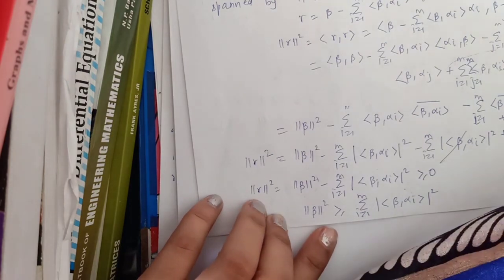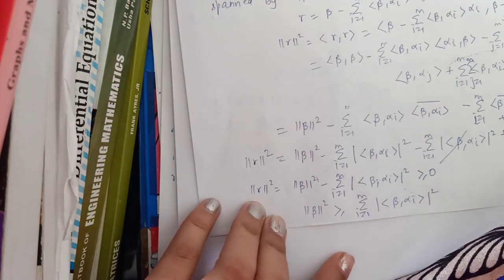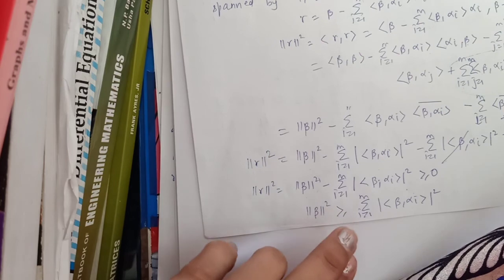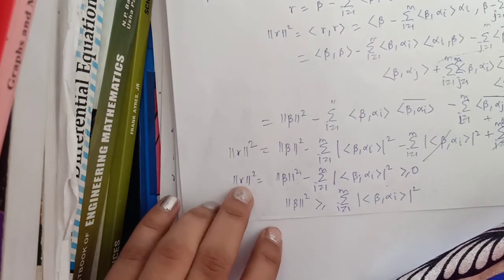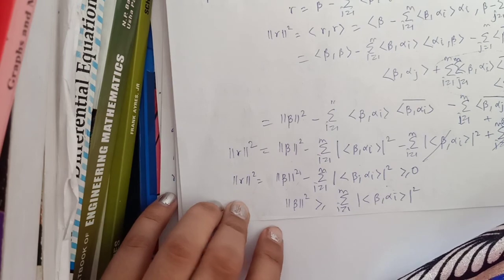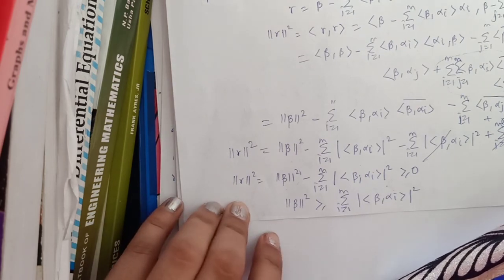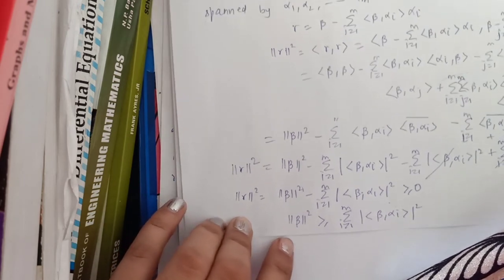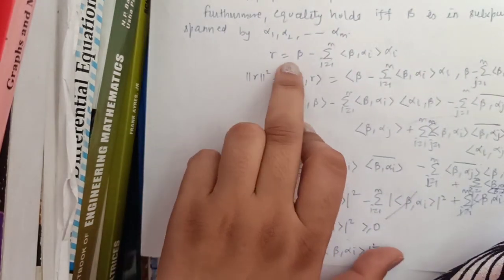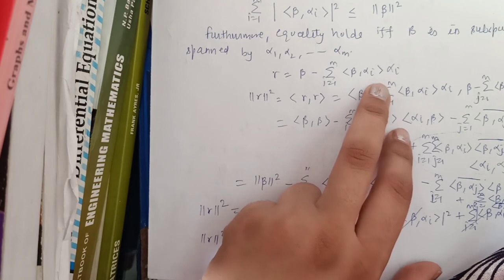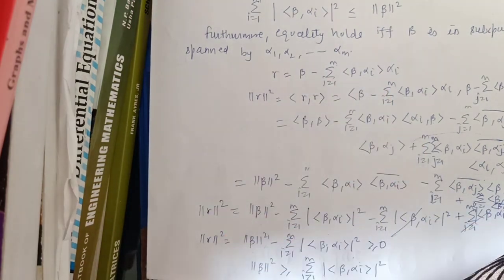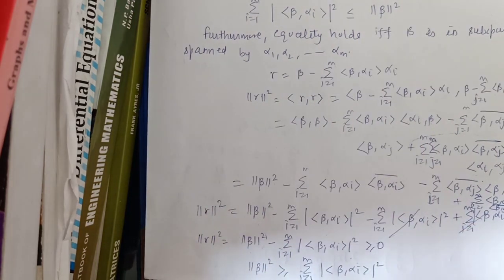Now for the case of equality, I will say it will follow whenever, see, when this norm of gamma square is 0. It will be 0 only when gamma is 0. So when gamma is 0, you will obviously obtain beta equal to this term, and the case of equality will follow from there.